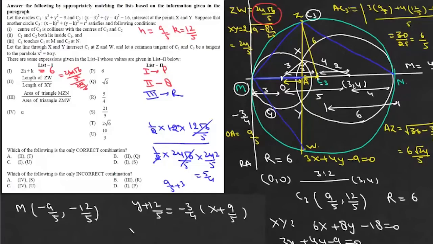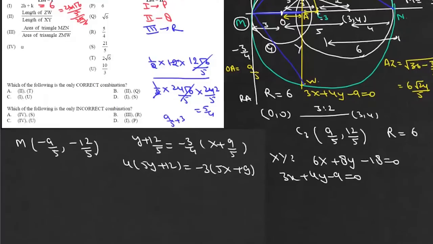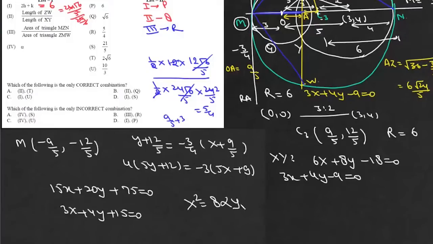Now this is 4 into 5y plus 12, and that will be equal to minus 3 into 5x plus 9. So its equation will be given by 15x plus 20y. Now this is 48 plus 27 plus 75 equals 0, or 3x plus 4y plus 15 equals 0. Now this line, it is tangent to this parabola x square equals 8 alpha y.